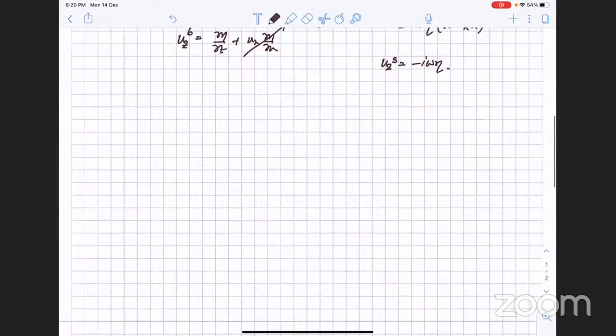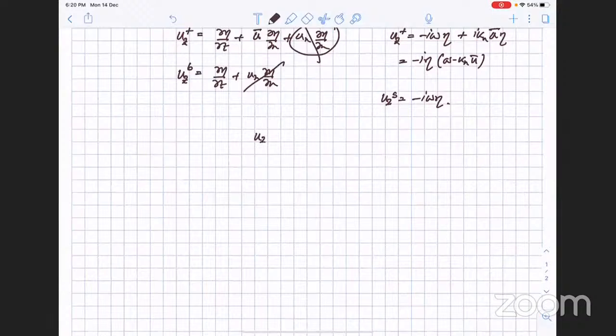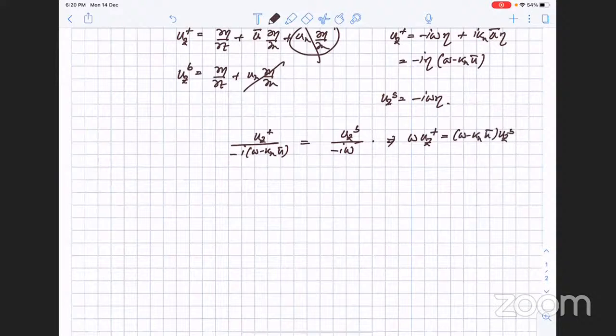Now, what do we have? Eta, whether you find it from the top or the bottom, should be the same, which means eta from the top should be uz top over minus i times omega minus kx u bar, and eta from the bottom should be uz bottom over minus i omega. And they should be equal to each other, which means I have a boundary condition: omega times uz top is equal to omega minus kx u bar times uz bottom. So if the interface was not perturbed, then the vertical velocity across that perturbed location should be continuous.